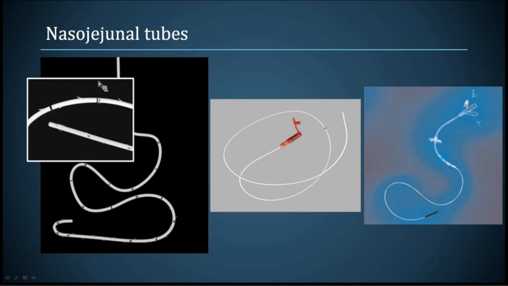And this is great. You pass this into the stomach. Every half an hour, you push it 10 centimeters. And the peristalsis grabs these little cilia things, and they drag them down. It's like a 60%, 70% success rate in getting beyond the ligament of Treitz with these tubes.